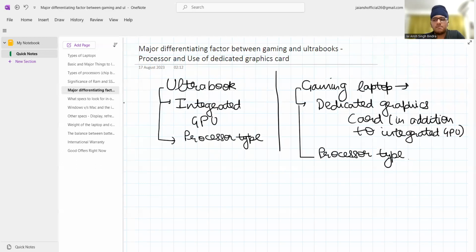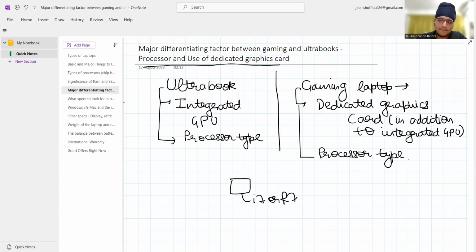Now I'm going to be covering the major differentiating factor between gaming laptops and ultrabooks, the processor and the use of a dedicated graphics card. When you buy an ultrabook, it has an integrated GPU in its processor. What I mean is that you would have heard about Intel Iris graphics, right? So basically, you have a chip. This is your i7 or an R7, for example.